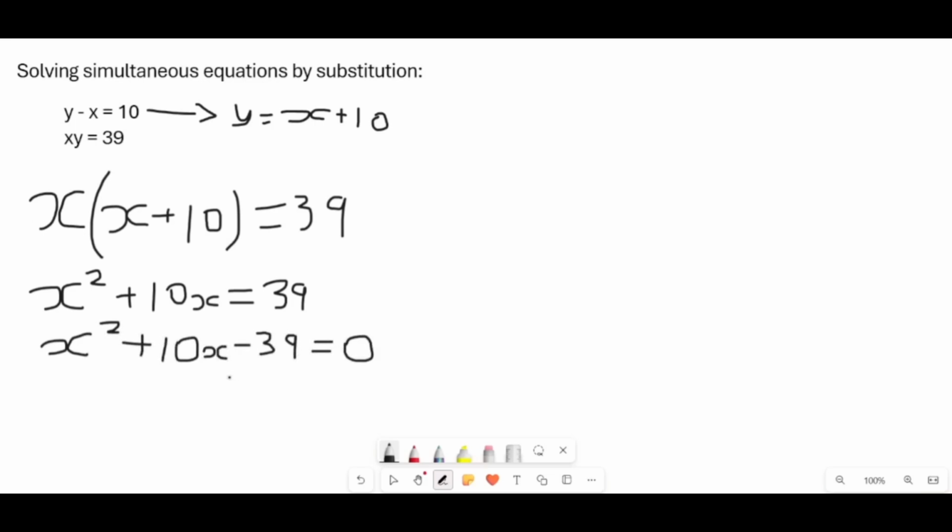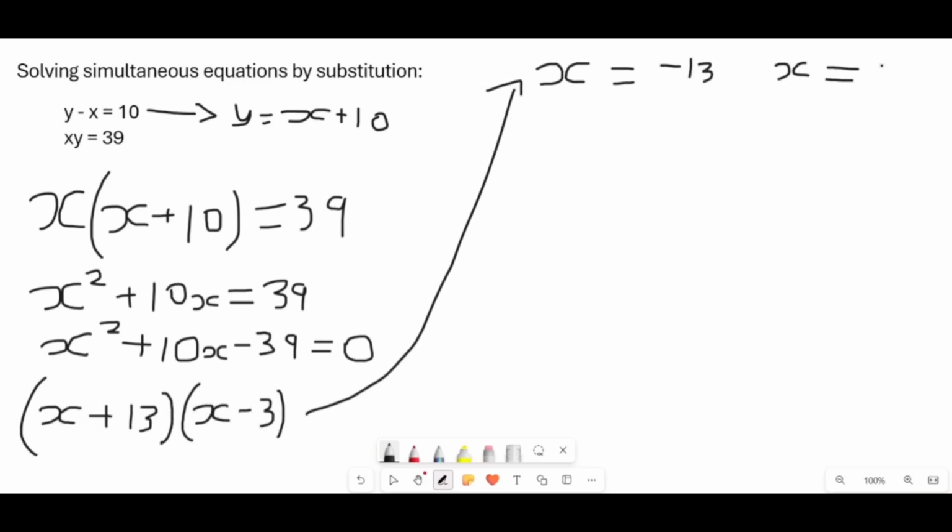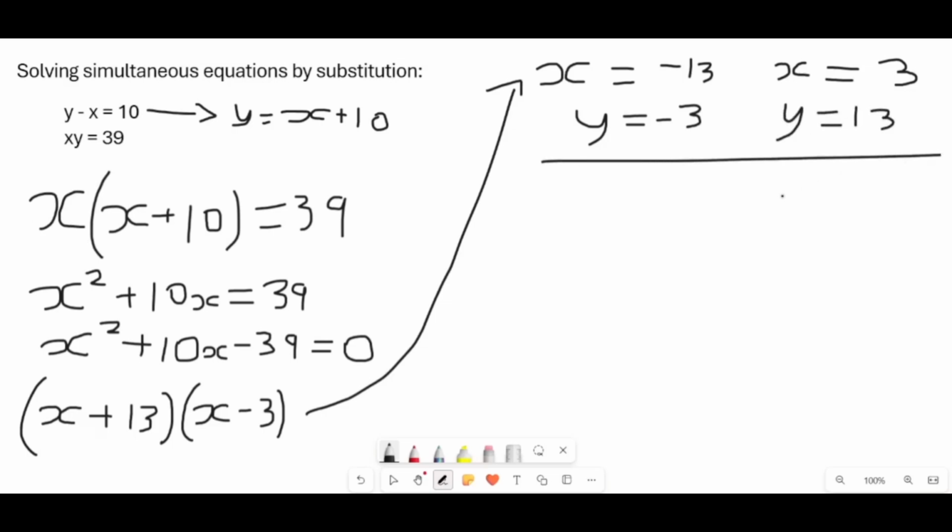And when we're looking for two numbers that multiply to make minus 39, but add to make 10, we're going to see that 13 and minus 3 do just that. And so because we've rearranged it here, we can just tell y equals minus 13 plus 10. So y is going to be minus 3 in this instance. And over here, when x equals 3, y equals 3 plus 10. So we know over here, y is just going to be 13. And so all of this is your answer.